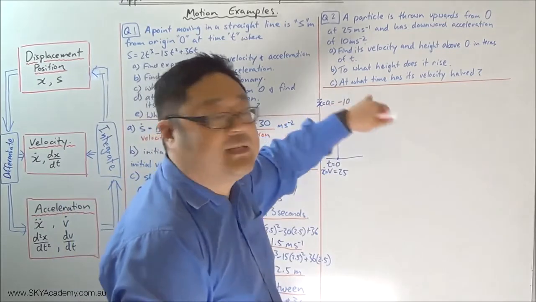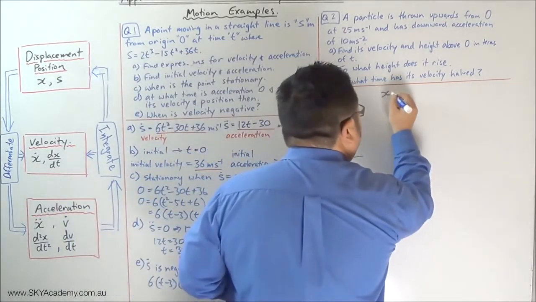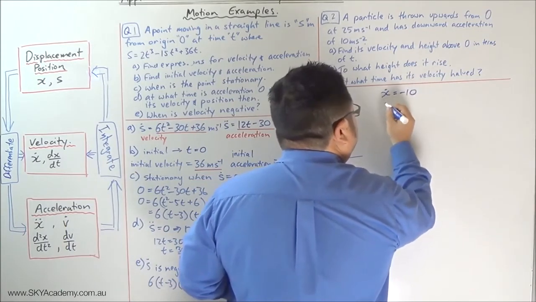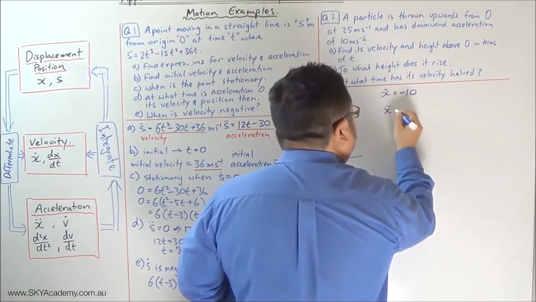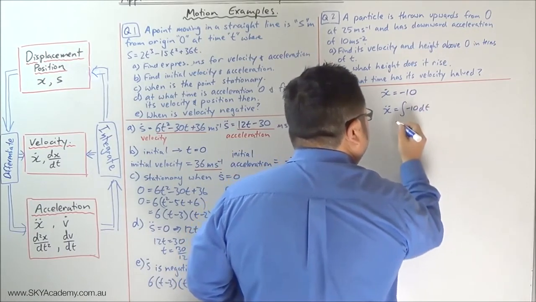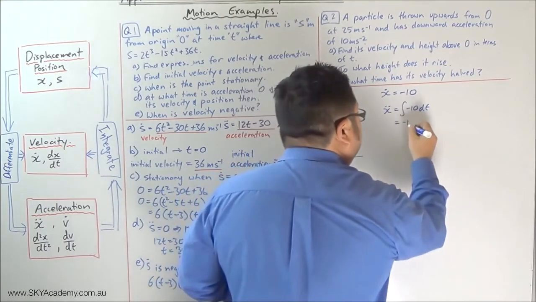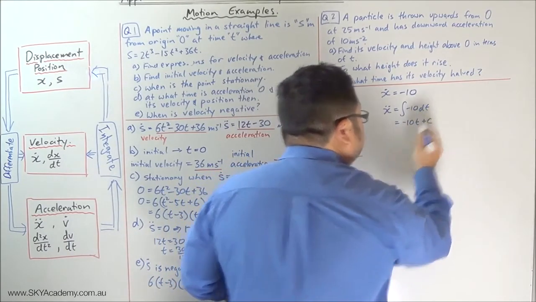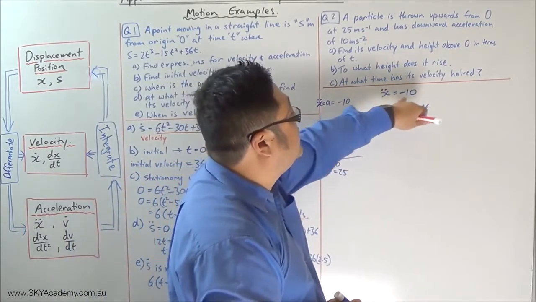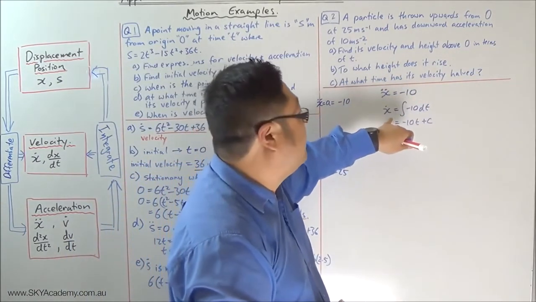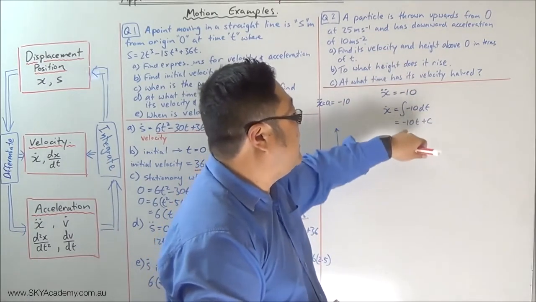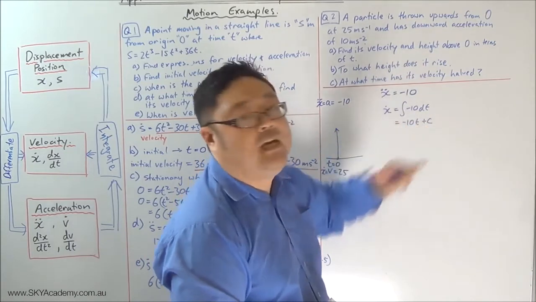So what that would suggest is that I will start with acceleration, which is x double dot, which is equal to minus 10. To get x dot, I integrate minus 10 with respect to t, which gives me minus 10t plus c. So we start with the acceleration, which is minus 10. We work out what velocity is by integrating with respect to t, and it gives us minus 10t plus c.